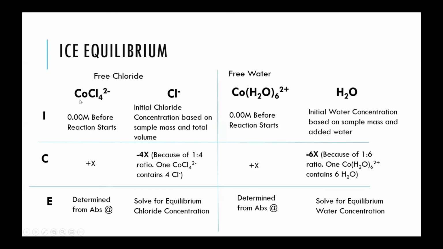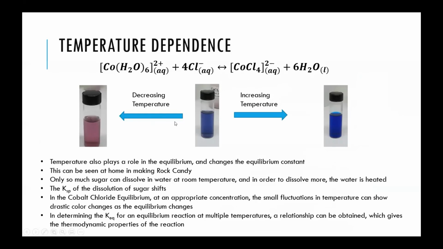And when you do this, you have the full balanced chemical equation, and you have the reactants and the products, where you have the free equilibrium concentration of cobalt tetrachloride complex, the equilibrium chloride ion, equilibrium cobalt hexaaquo complex, and the equilibrium water concentration. So when you're using these values, you're using the concentration of the cobalt hexaaquo complex, the concentration of free-floating chloride, the concentration of cobalt tetrachloride complex, and the concentration of free-floating water. These are all at equilibrium, and it's temperature dependent.